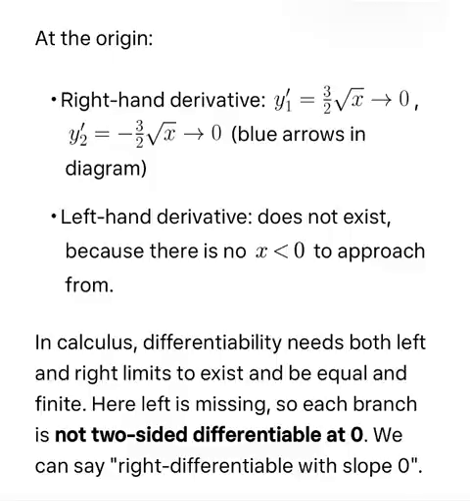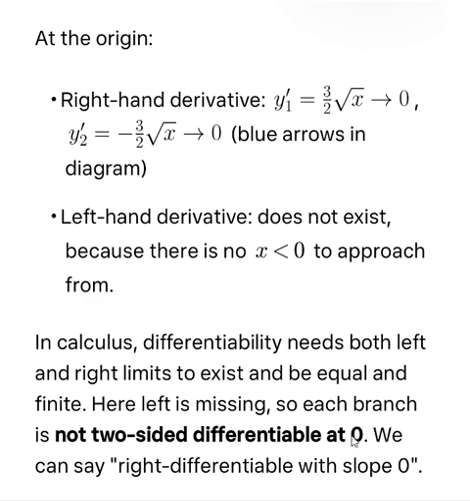This is the reason. The same thing they are telling here. There is no approach from x less than 0. In calculus, differentiability needs both the left hand and right hand limits to exist, they should be equal, and they should be finite. Here the left is missing, so each branch is not two-sided differentiable at 0.